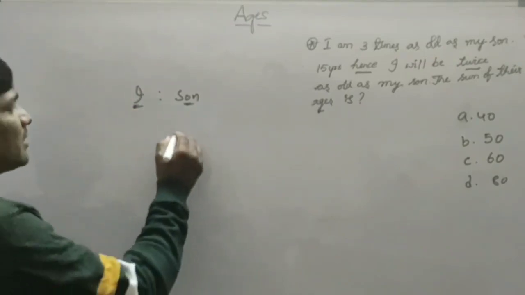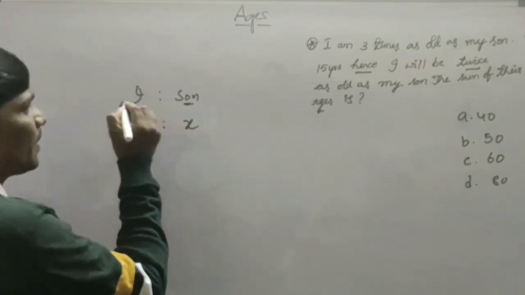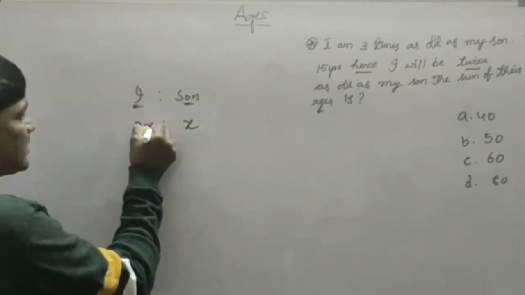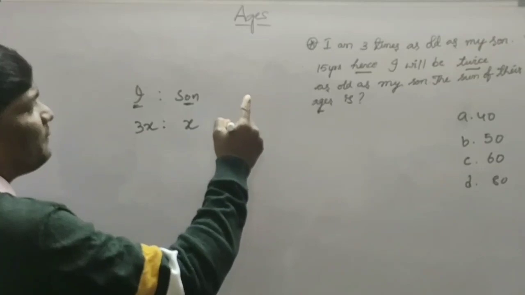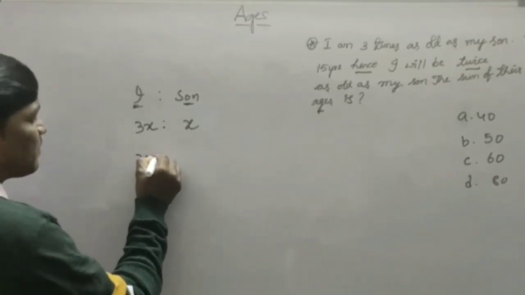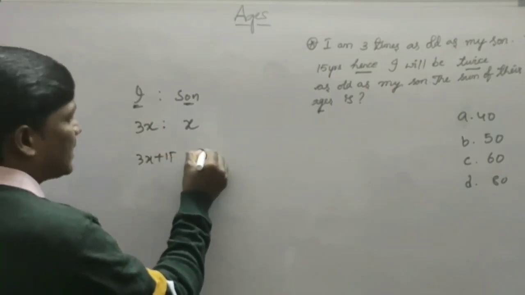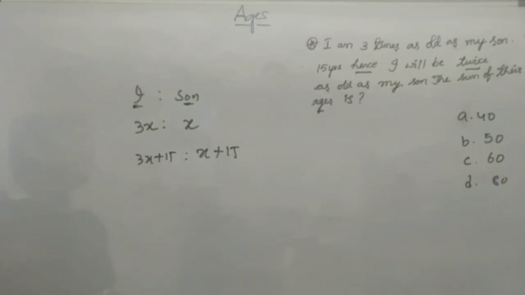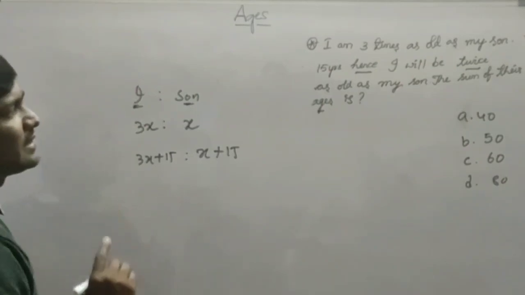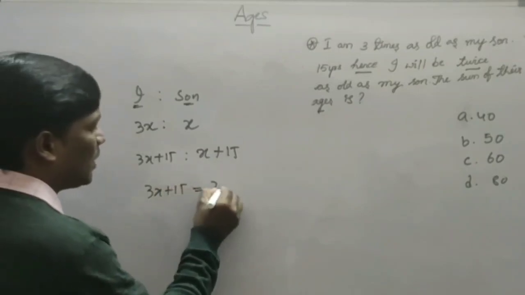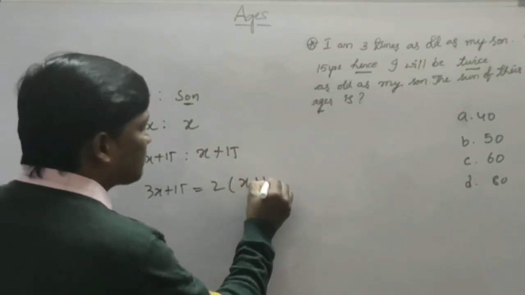ఓకే, సో I am 3 times as old as my son అన్నాడు. మా సన్ ఏజ్ నాకు తెలియదు కాబట్టి x అనుకుందాం ఇక్కడ. సో 3 times అన్నాడు, 3 into x, 3x. 15 years hence means adding plus. So 3x plus 15 is to x plus 15. 15 years hence, I will be twice as old as my son అన్నాడు. Then 3x plus 15 is equal to 2 into x plus 15.